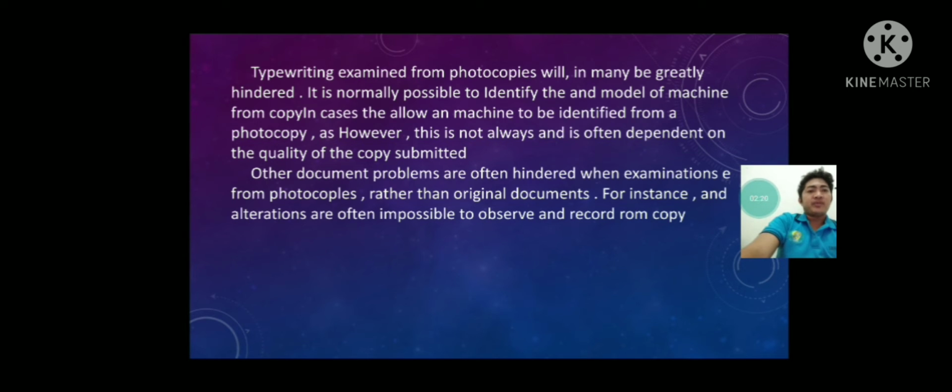Typewriting examined from photocopies will in many cases be greatly hindered. It is normally possible to identify the make and model of machine from a copy in cases that allow a machine to be identified from a photocopy. As before, however, this is not always possible and is often dependent on the quality of the copy submitted.